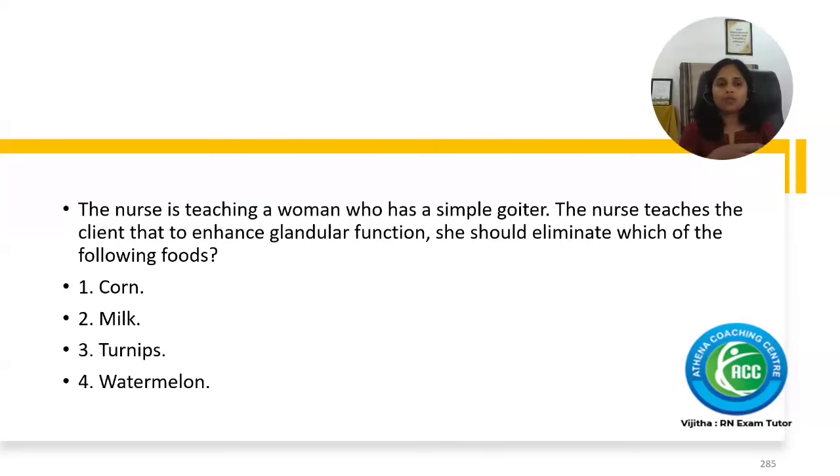Okay, so the food is not suitable for a client with a goiter. Fine. So turnips, cabbage, and then kale. Kale is a green leafy vegetable. Okay.